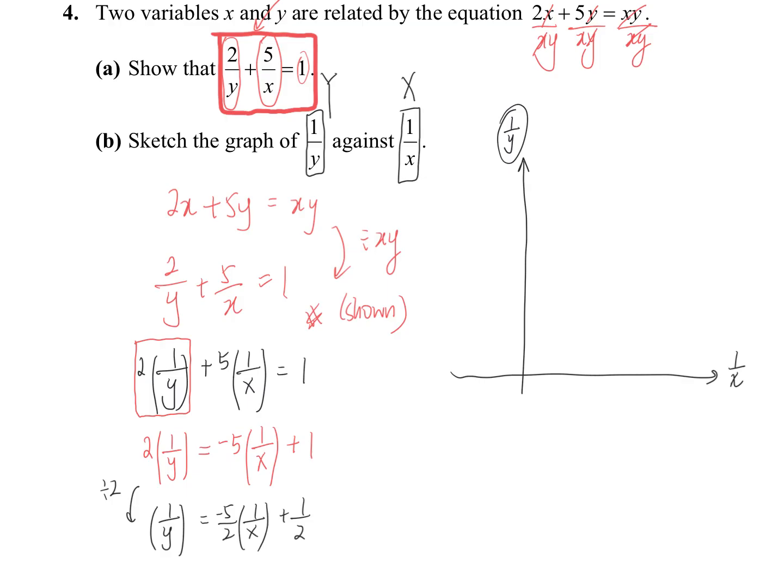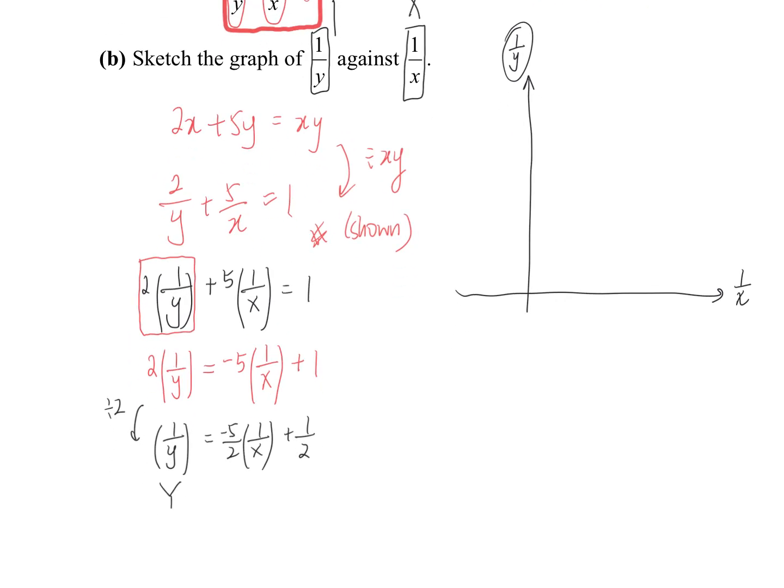Okay, so what you are plotting is actually the straight line y equals negative 5 over 2 x plus half. So your linear graph is a downward graph passing through the y-axis at half. So when you sketch, you are sketching a downward sloping graph that passes through the y-intercept at half.